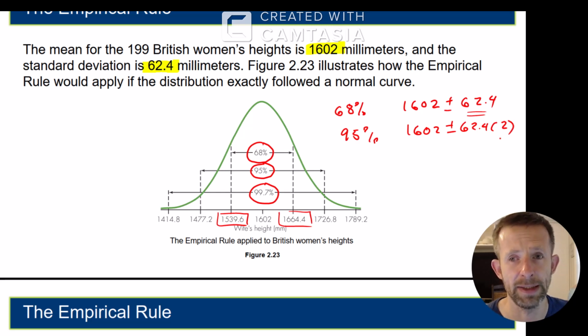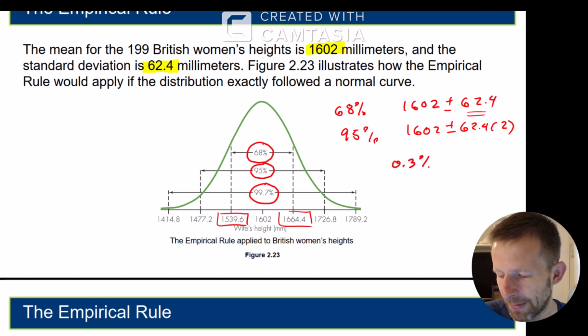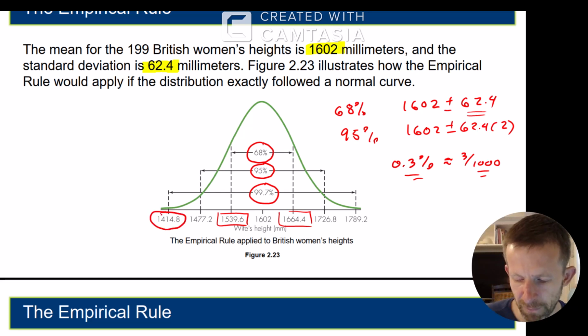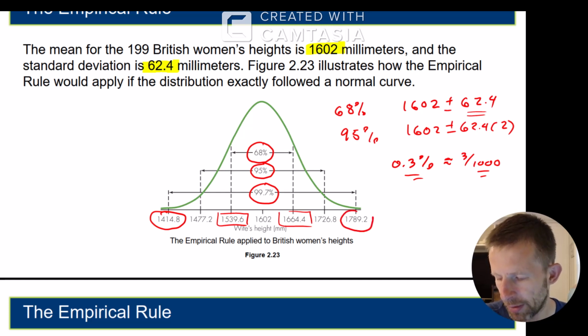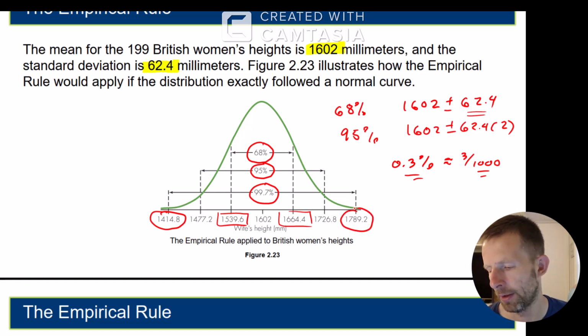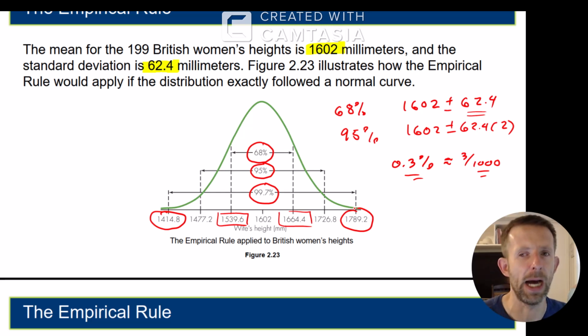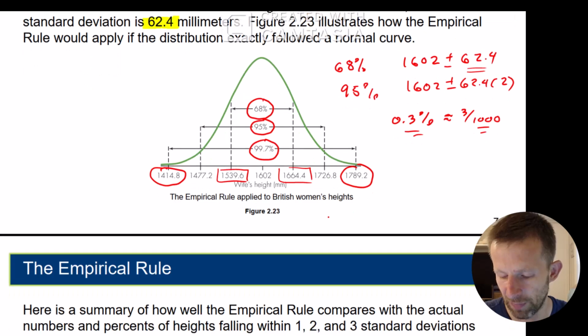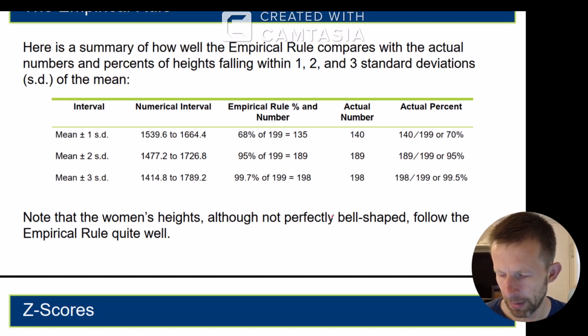And then we would expect 99.7% of all women to be within 3 standard deviations of the mean, which only leaves 0.3%, so roughly 3 out of 1,000 women, to be shorter than 1414.8 or taller than 1789.2. So very rare occurrence to be outside of 3 standard deviations away from the mean. So here is kind of how some of this math checks out.